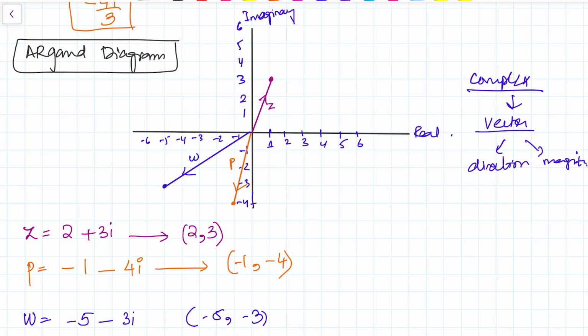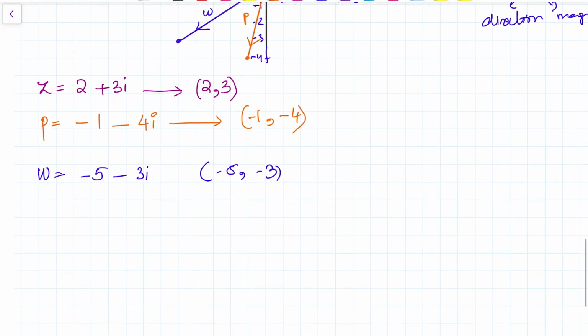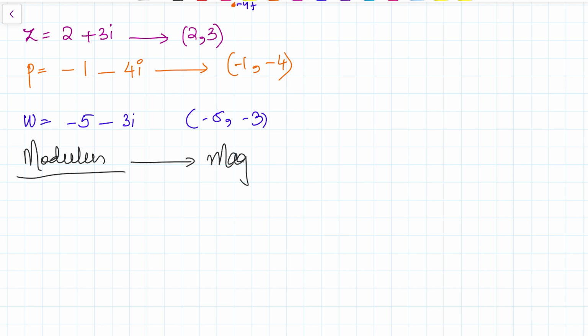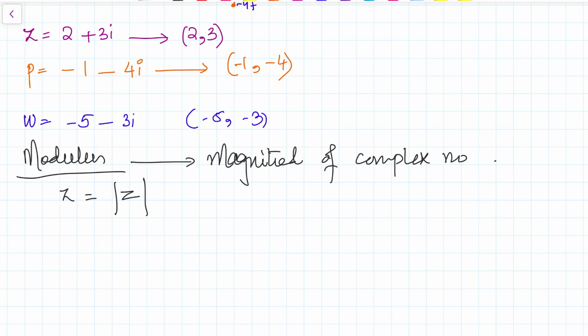Alright, now the next very important thing is, what is modulus? Modulus is the magnitude of a complex number. And the magnitude of a complex number is represented by a modulus sign, which is, if the complex number is a plus b iota, the magnitude is going to be the square root of a square plus b square.